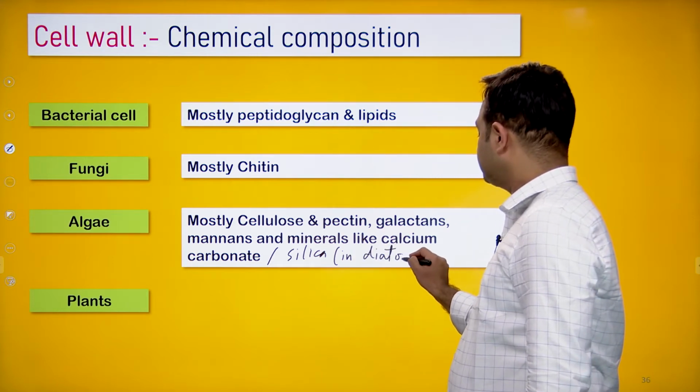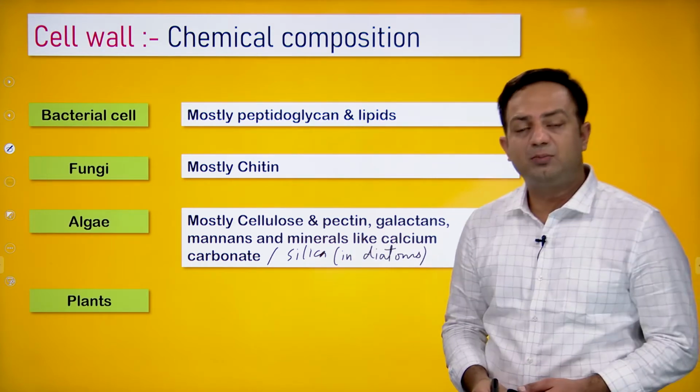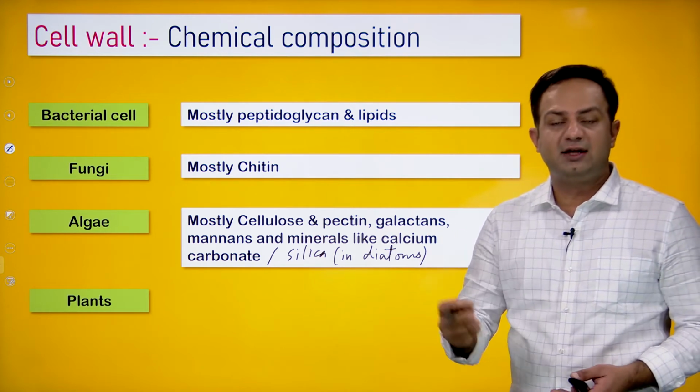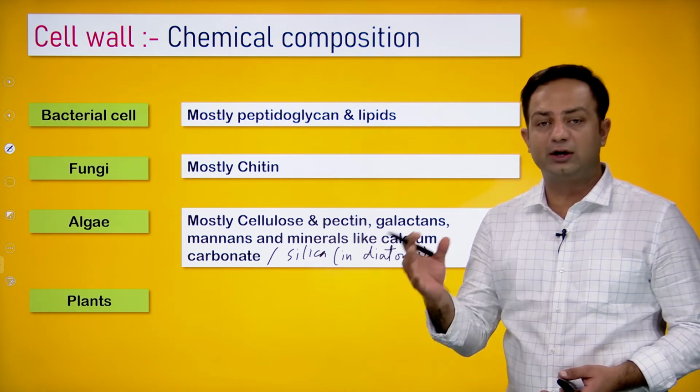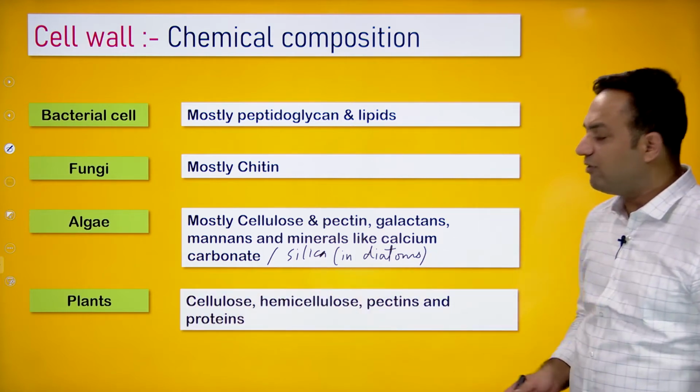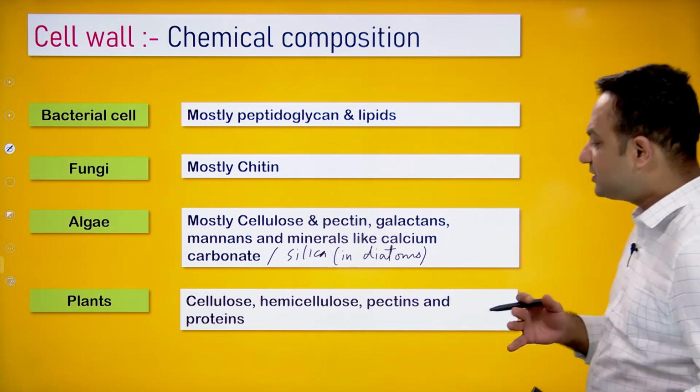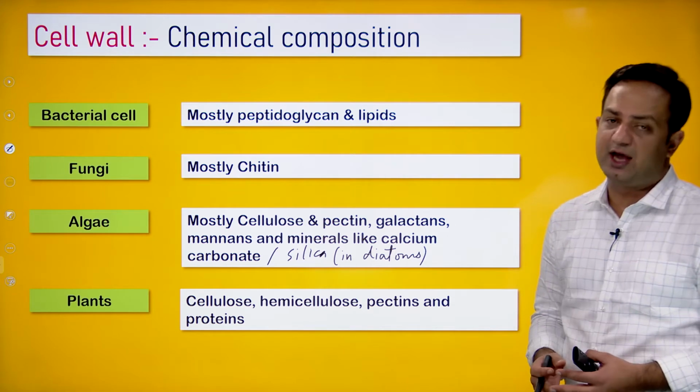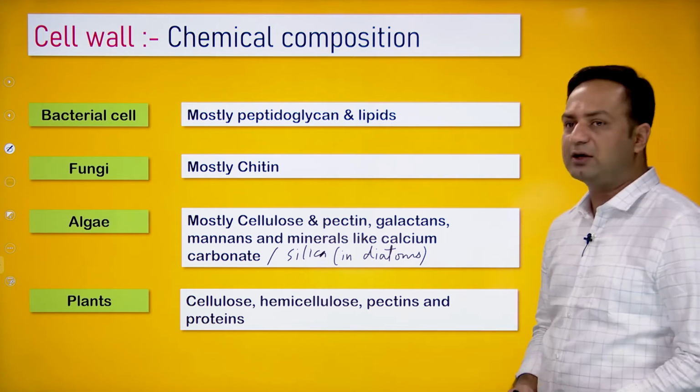Diatoms. Calcium carbonate in coralline algae, those which are making the corals in the sea. And in the same way, plants are making what? Cellulose, hemicellulose, pectins and proteins. So such type of character we used to mention.